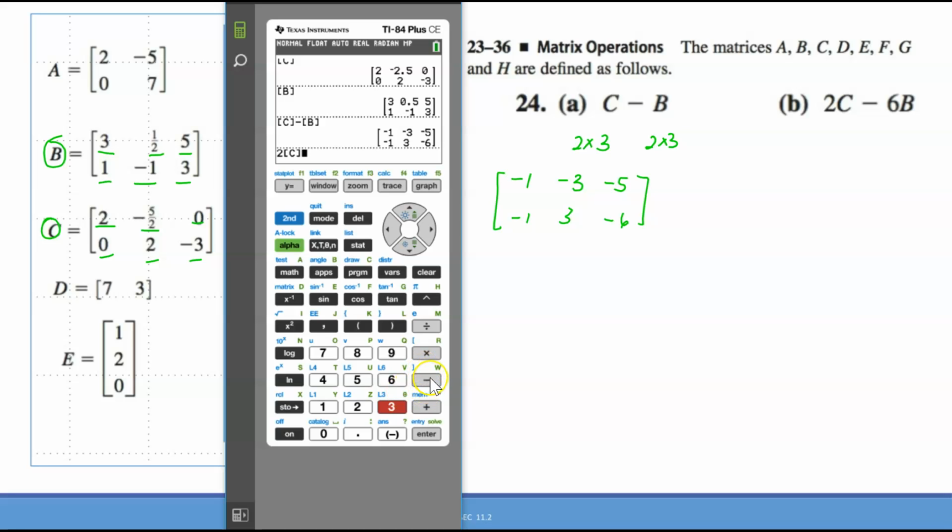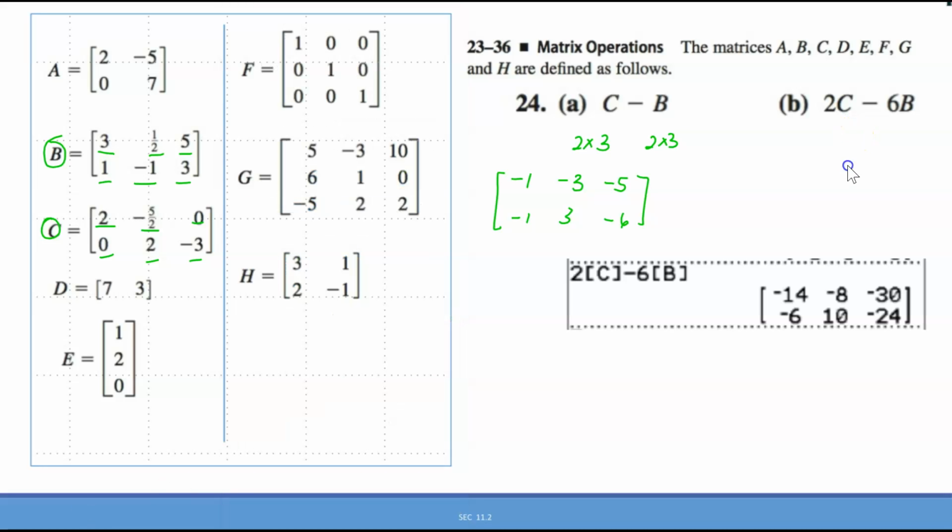2 times matrix C minus 6 times matrix B. So if we have 2C minus 6B, there's our solution. Okay, so in this case we had a few operations going on, so maybe our calculator will help us get at the answer quicker.